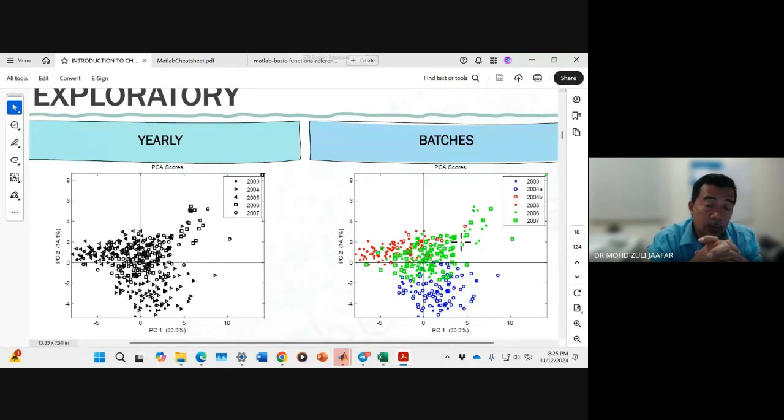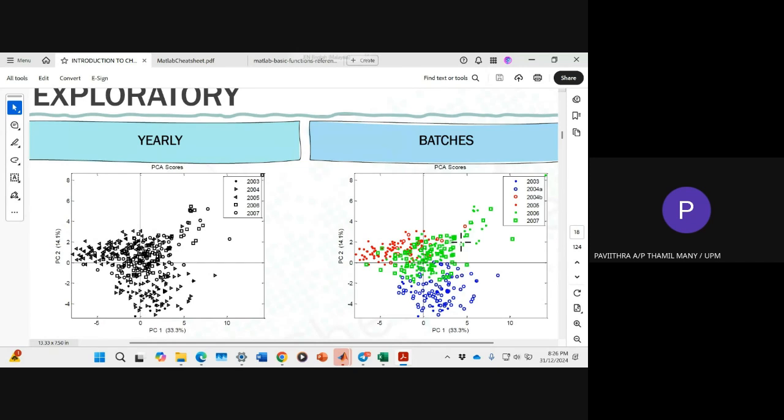So it is due to the time, or the time when we analyze the data. Are you okay? Are you clear with that, Pavitra? Actually, not very clear, doctor.